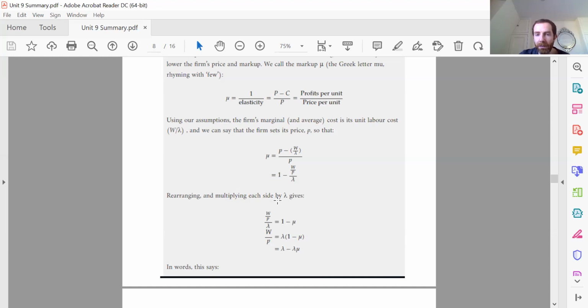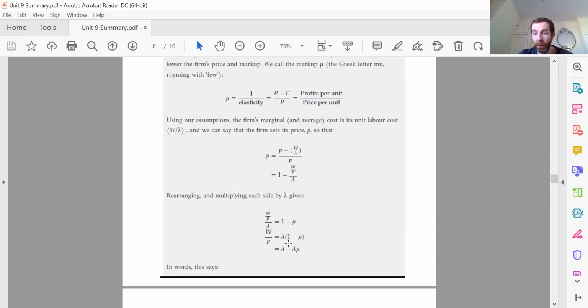A little bit of rearranging and then multiplying each side by lambda, we get ourselves to this position where W over P, real wage, over lambda equals 1 minus mu, and then one more step. And so we've got two ways we can express this. So W over P, this is the thing I was promising. There's real wage. So real wage is equal to lambda, which is productivity of labor, times 1 minus mu, 1 minus the markup. Or we could multiply that out and get this, but maybe this one here, I think, is the easier one to think about.